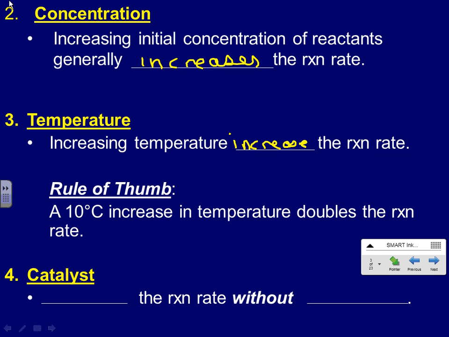Uh-oh, did I get my A in there? Increases. What a mess. E's and A's everywhere. Jeepers.